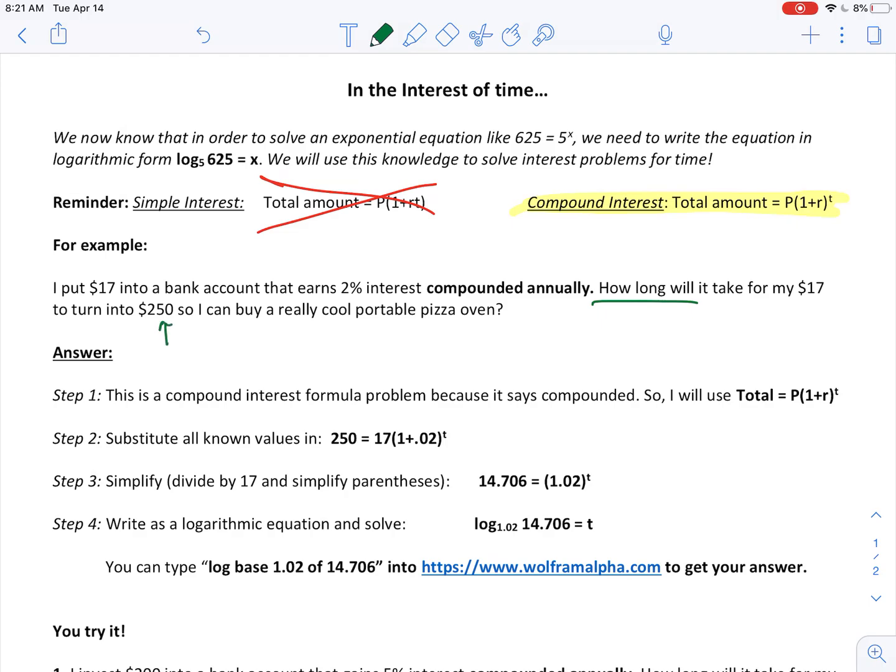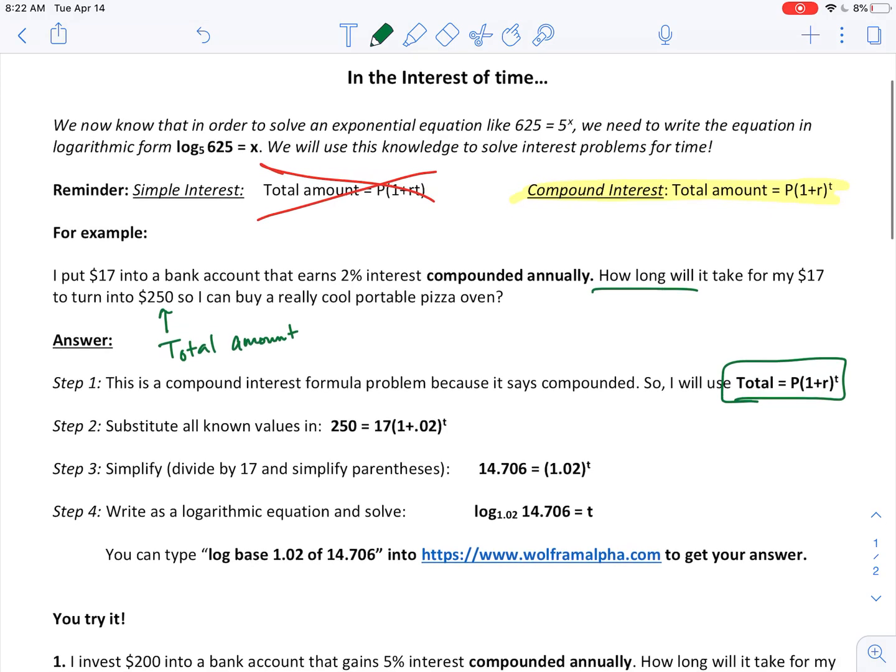So for example here, maybe I put $17 into a bank account that earns 2% interest compounded annually. And what we're going to solve for today is how long will it take for my $17 to turn into my final amount, or my total amount, so that I can buy a really cool portable pizza oven.